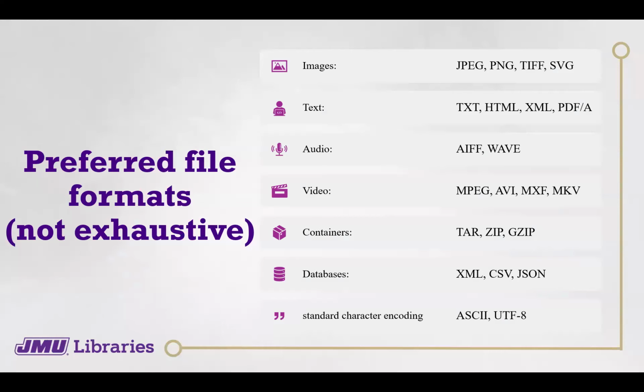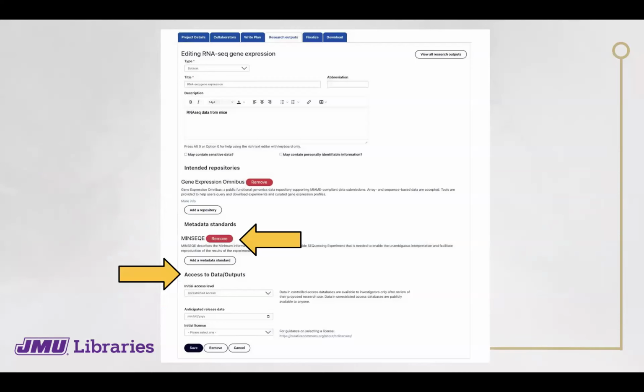And this is going to show some file formats that help promote that long-term access and reuse. So they're widely adopted, non-proprietary, and don't require special software to open. When you're in doubt, you want to opt for some of these. And then here's what it looks like when a metadata standard is successfully added to your research output entry. So it's a part of your plan now.